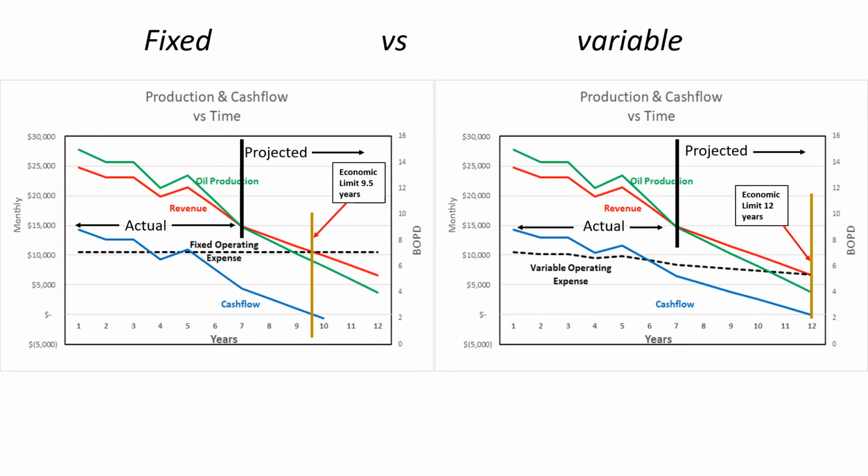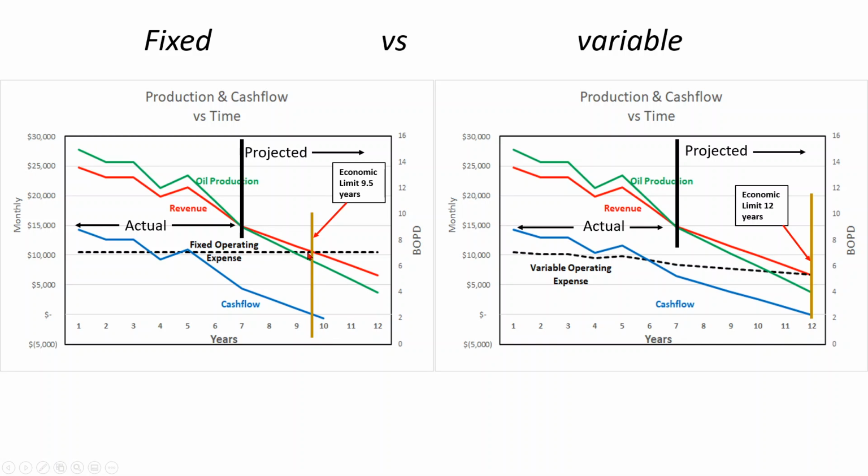All right, here's some example of fixed and variable expenses. The fixed is on the left. So we have a cash flow, money on the left versus years at the bottom. And we have oil production in green and revenue in red. And we have actual data to the left, and then we're going to project into the future these items. So the fixed operating expense is in black. So it's constant. So as the production goes down and the revenue goes down, the cash flow goes down, because the cash flow is just the revenue minus expenses.